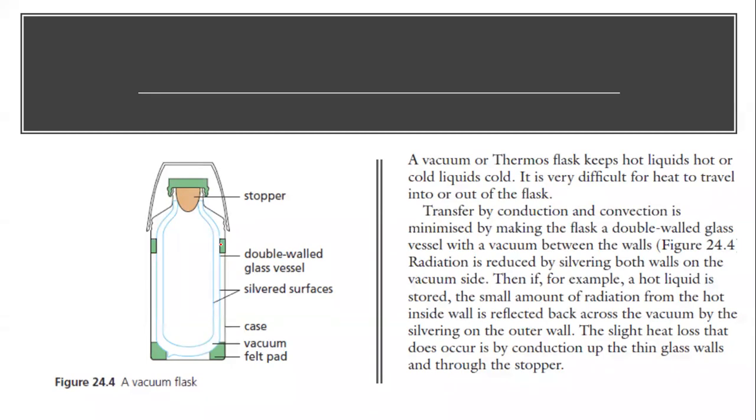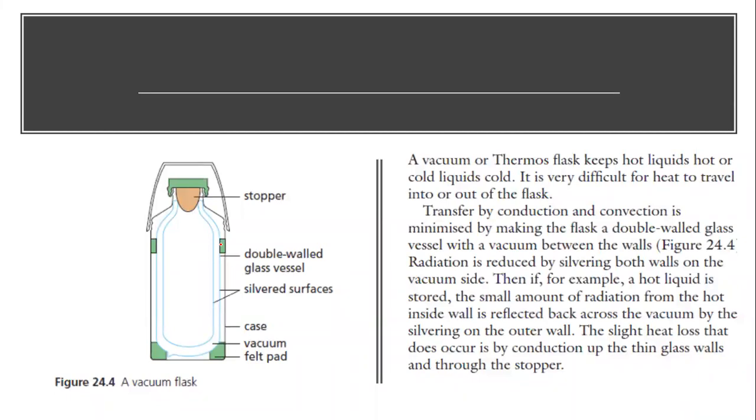Secondly, I have taken two layers of glass and in between them, I have put a vacuum. Because there is vacuum present between the two glass surfaces, convection cannot occur, because for convection you need to have some sort of gas or some sort of liquid. Since between the two layers of glass all I have is vacuum, convection is not going to occur.